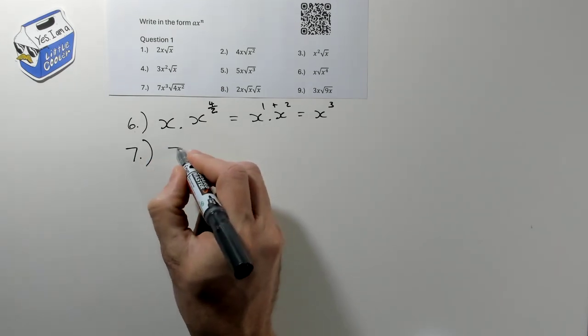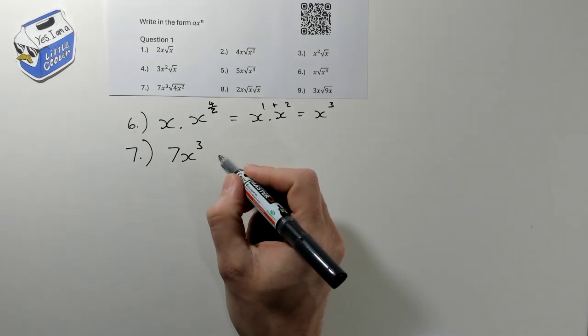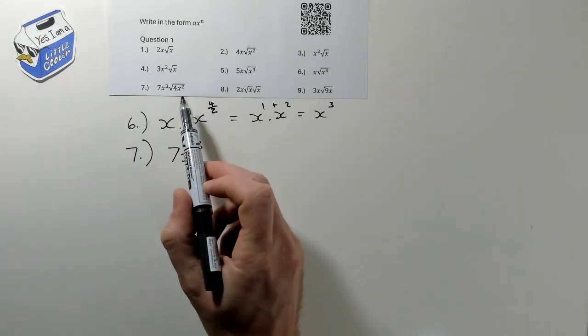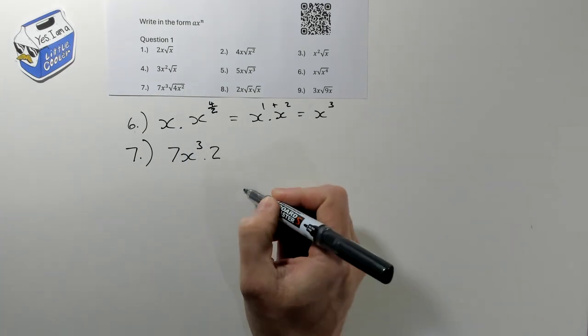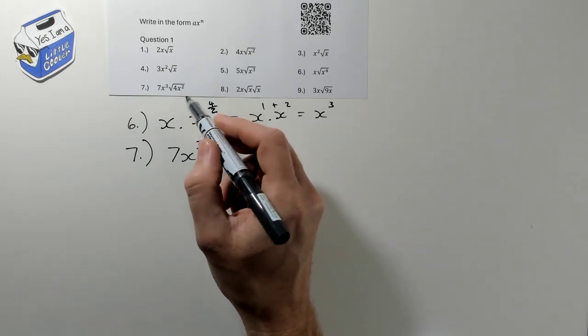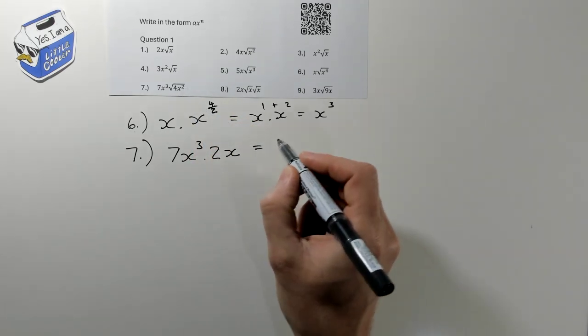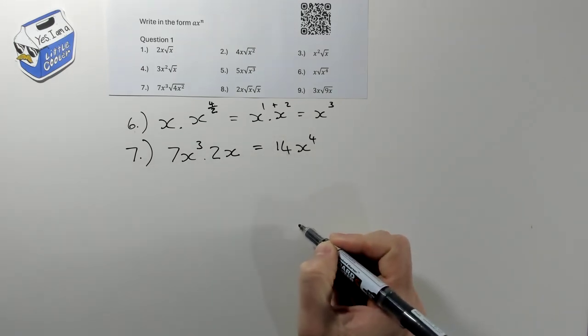Okay, and for 7, I have 7x to the power of 3. Now there's a couple of ways of doing this. For me, the easiest would be, because I know the square root of 4 is 2, I'll just write the 2. That's one option. We'll look at the other one now. And obviously the square root of x squared is just going to be x. And that would then be 14x to the power of 4.